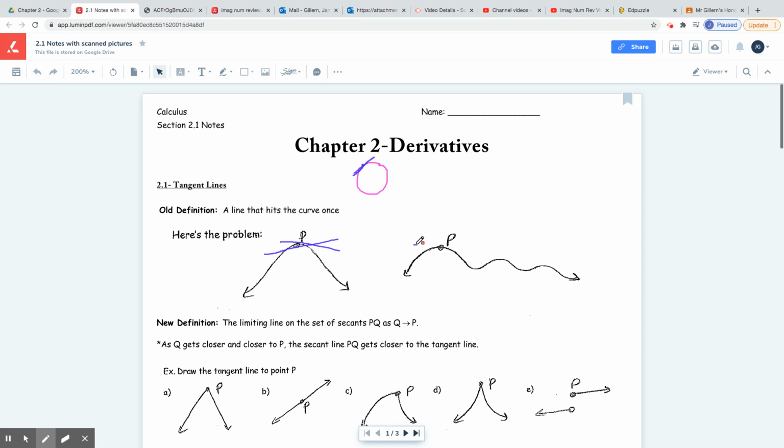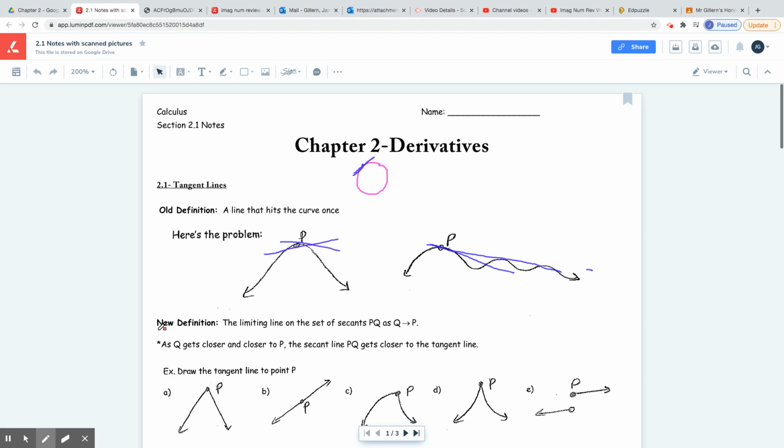Well, I can draw it so it only hits that in one spot, but if I continue, well, that wasn't the best drawing in the world. I could draw it a little bit better so that it can intersect more than one spot, all right? It hits there, so that's not good, all right?